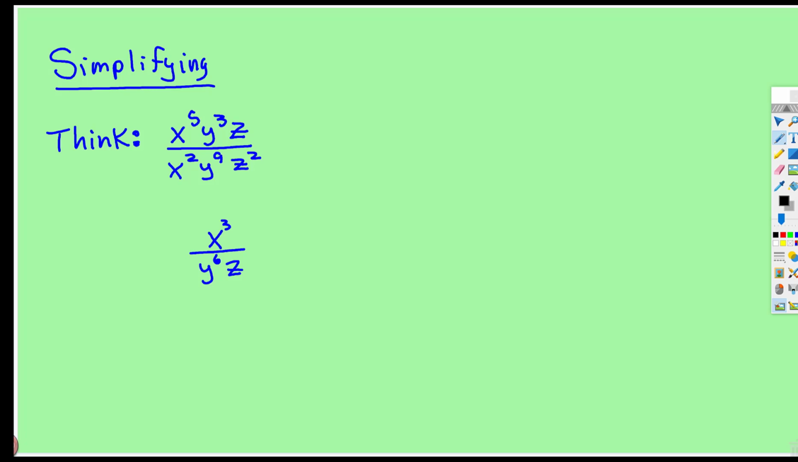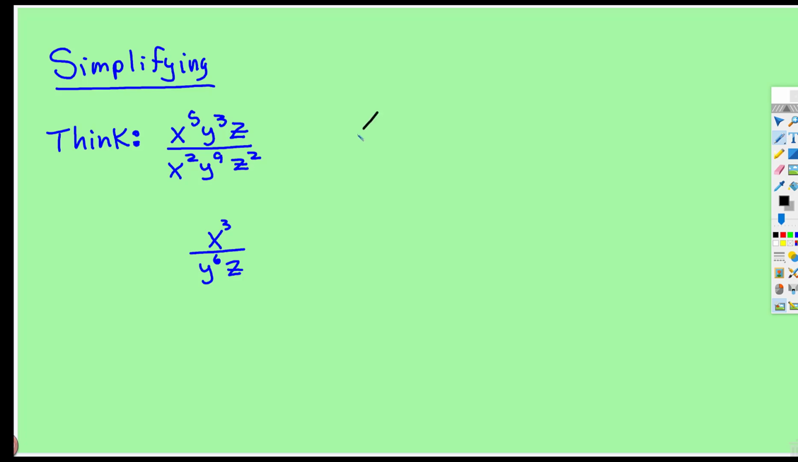Okay, now we're going to tackle simplifying trig expressions, but I want you to first think about things you've been simplifying for a long time. So think back to laws of exponents.